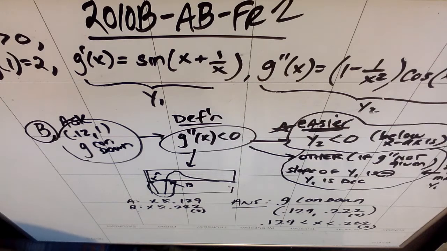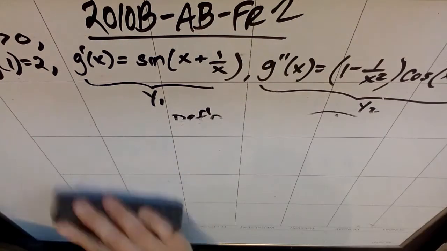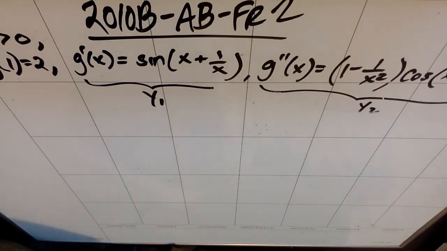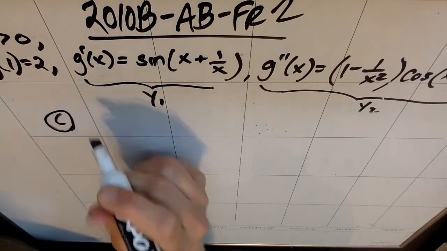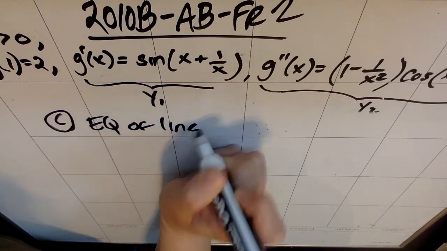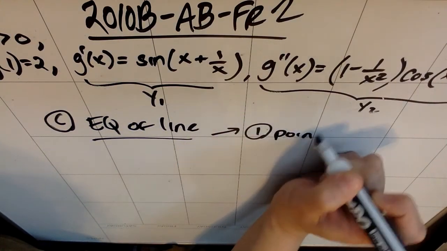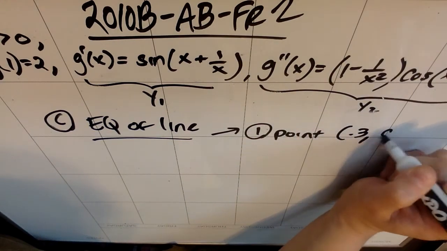Part C. Write an equation for the tangent line of the graph at x equals 0.3. Okay, so I need two things in order to find a tangent line. For the rest of math, forever and always, if you're asked to find the equation of a line, you need a point and you need a slope. So one, I need a point, and that's actually the harder one here.